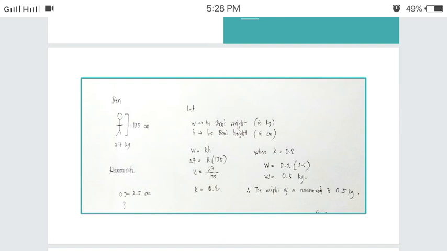So W is equal to 27, which is equal to K times 135. So K is equal to 27 over 135, or 0.2. So when K is equal to 0.2, the weight of Nanomech is equal to 0.2 times 2.25, that is 0.05. So therefore the weight of Nanomech is 0.05 kilograms.